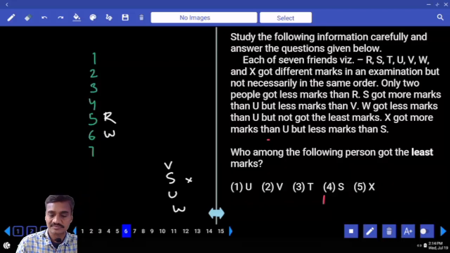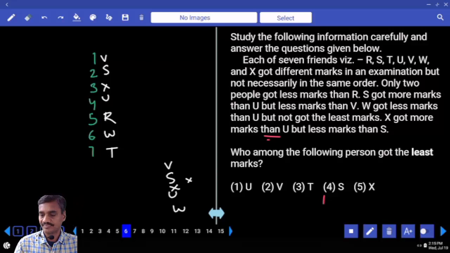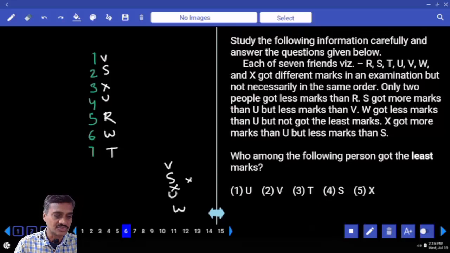W is at this place. And if W, X got more marks than U but lesser than S, that means X must be in between these two. Then what is the order we have? V, S, then next one X, U and W, and the person left over, T, must be here. Done. Now this is about question number 6 to 8.